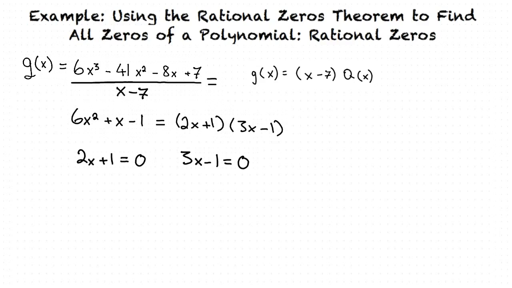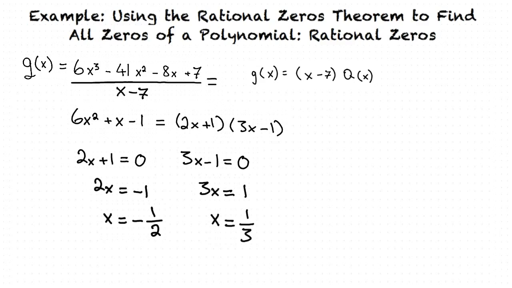We can solve each of the other linear equations in this way. For the first one, we'll subtract 1 from both sides, resulting in 2x equals negative 1. Next, we will divide each side by 2, resulting in x equals negative 1 half. The second can be solved in a similar way as well. Add 1 to each side, 3x equals 1, then divide each side by 3, giving us x equals 1 third.